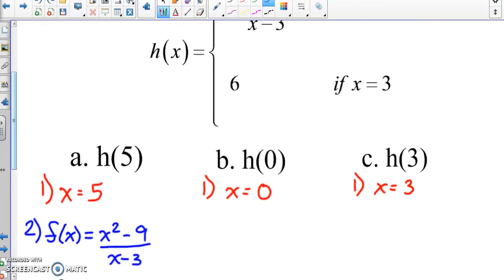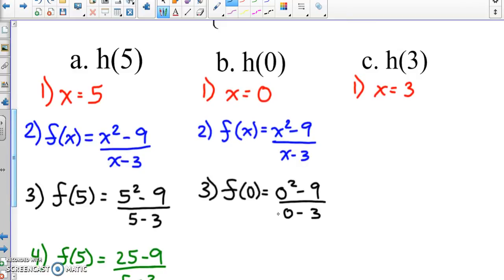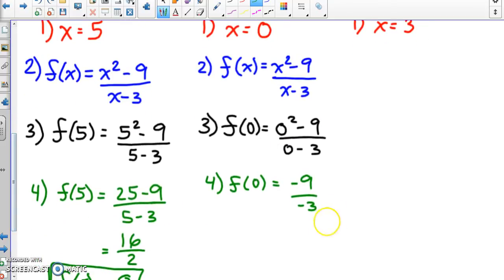Okay, now let's go to number 2, B. Again, 0 does not equal 3, so we use the same equation here, because this is the only one that equals 3. So we do f of 0 and simplify everything down. We should get negative 9 over negative 3, because 0 minus 9 is negative 9, and 0 minus 3 is negative 3. Negative 9 divided by negative 3 is just positive 3. Yay.